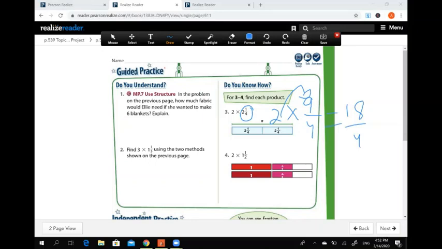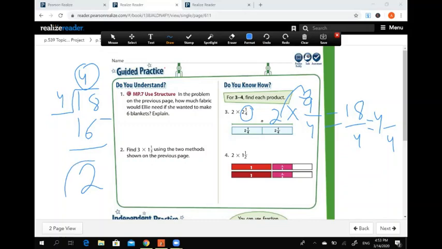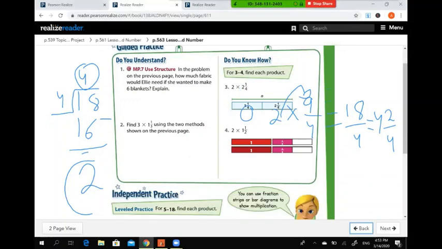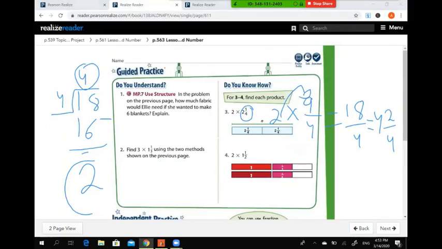Now the numerator is more here, so I will use the long division. 18 divided by 4. 4 times what gives me 18 or less? 4 times 4 gives me 16. Then 18 minus 16 equals 2. So the whole number equals 4, and the denominator will not change. Also the remainder, I'll put it as a numerator. So 4 2 over 4. Let's move to the next question.